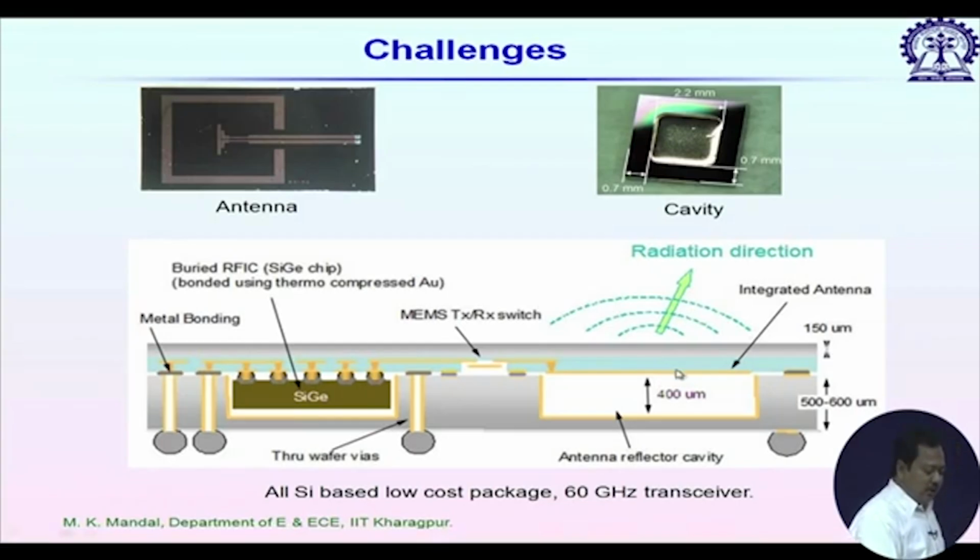You can also see, since this is a silicon substrate, they are using that air cavity. So, this is the radiator, and just below it we have this 400 micrometer thick air cavity. Just below the air cavity we have the antenna reflector cavity. This is just metallization on the cavity wall, which behaves as a reflector and further increases the gain.